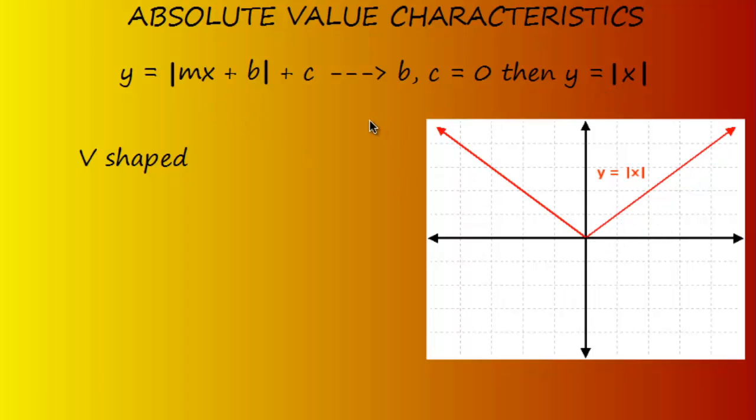So right now, if we make b and c 0, that means we end up with this equation right here, y equals the absolute value of x. Now this is what we call the parent function. The parent function is the simplest form of the function. The equation is in its simplest form, where all the values are 0 or 1, and the graph is usually centered on the origin or in the center of the graph. That's called the parent function.